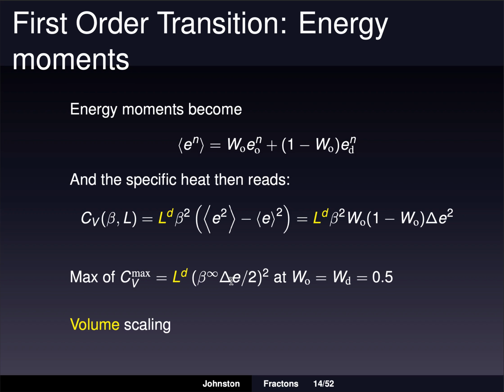The delta E is the difference between the disordered and the ordered energy. The beta is the infinite lattice value of the transition temperature. And the scaling simply goes with the volume. So there are no critical exponents like alpha or gamma sitting here. There's simply a volume scaling for this first order phase transition.